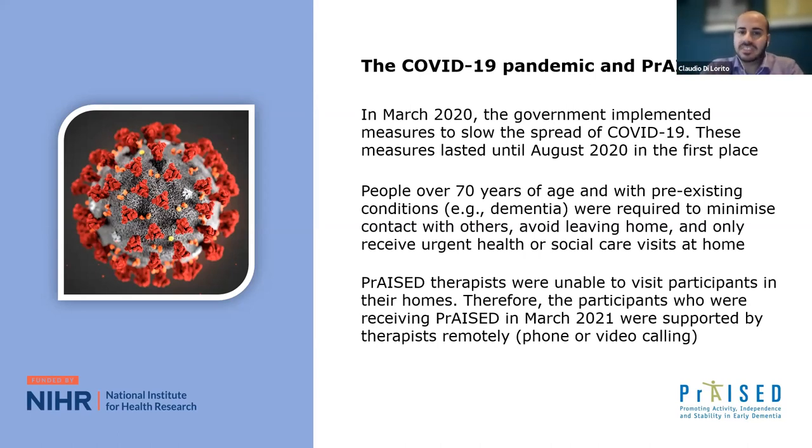In this case, people over 70 and with pre-existing conditions, dementia is part of this group, were required to minimize contact with others, to shield, to stay at home, and only get urgent health or social care visits. And PRAISED was not deemed among this category. So we had no other choice but to accept that our therapists could not visit the participants at home anymore for the therapy visits. And we immediately converted the visits from in-home visits to remote therapy sessions.